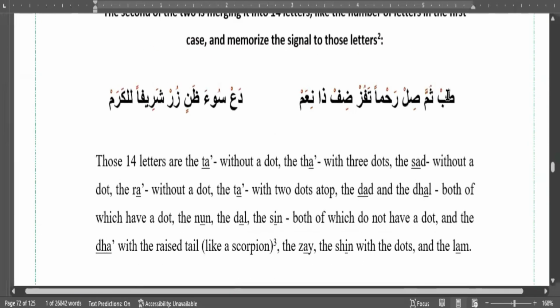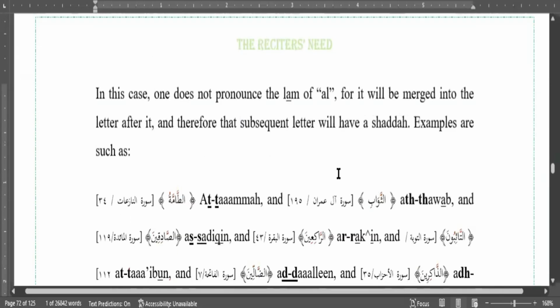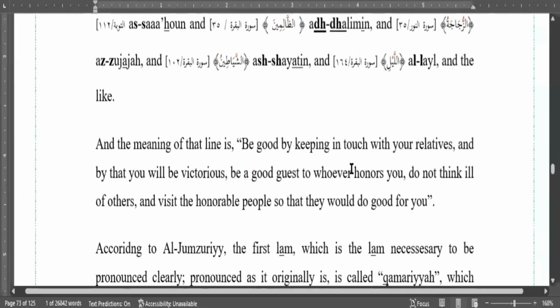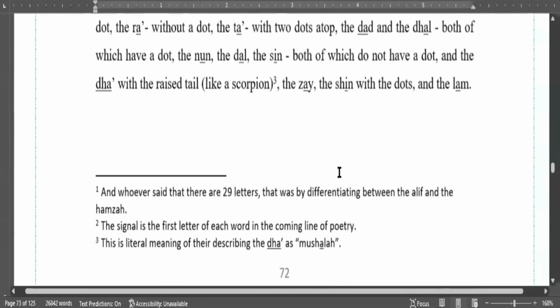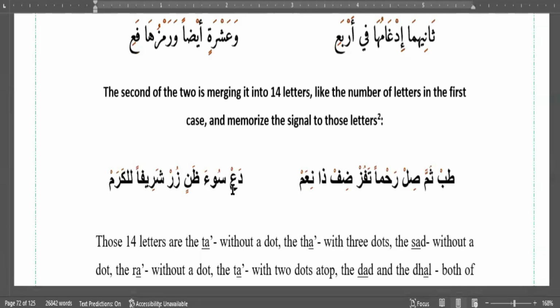طيب يعني, be طيب, so be good. ثم صل رحما, furthermore, stay in touch with kinfolk. تفوز, then you will be successful. ضف ذا نعم. Be a good guest to who honors you. دع سوء الظن, leave bad thought, meaning suspicion, the forbidden suspicion. زر شريفا, visit a noble one, للكرم, so that he will be hospitable to you.